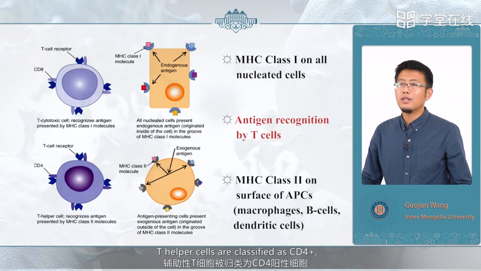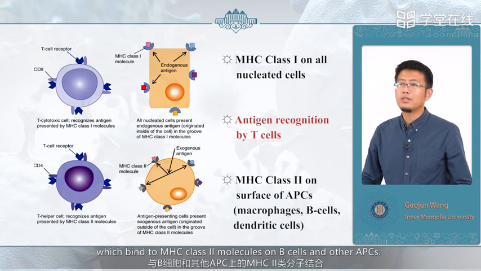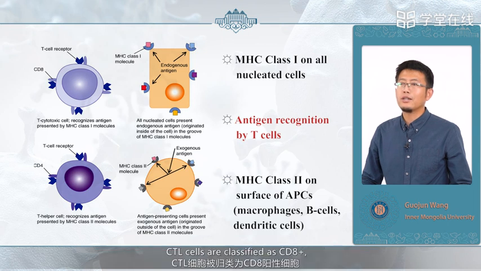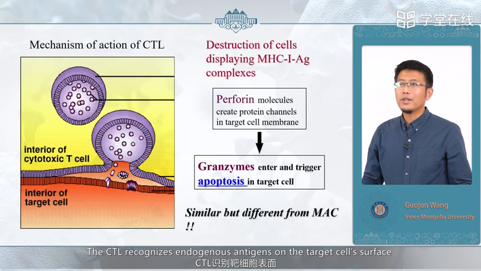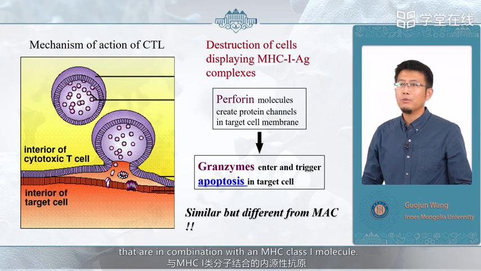T helper cells are classified as CD4+, which bind to MHC class II molecules on B cells and other APCs. CTL cells are classified as CD8+, which bind to MHC class I molecules. The CTL recognizes endogenous antigens on the target cell's surface that are in combination with an MHC class I molecule.